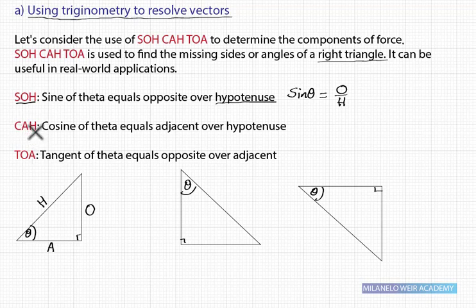Then cosine of theta equals adjacent over hypotenuse. Cos theta is equal to adjacent over hypotenuse. So cos of this angle is equal to adjacent over hypotenuse, right?